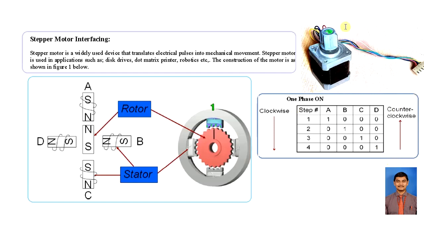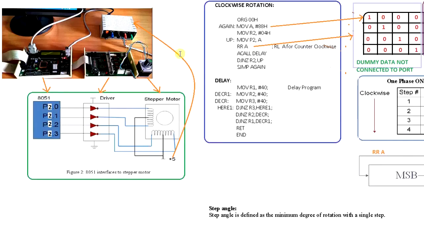Physically, you can find the device in your lab like this. This is your rotor part, and internally we have the stator part, which has windings. So this is regarding the stepper motor. Further, we will try to understand the hardware configuration as well as the software part. First, starting with the hardware configuration, I have already done the setups required for the interfacing of the stepper motor to the 8051. In your lab, you can find these kits.